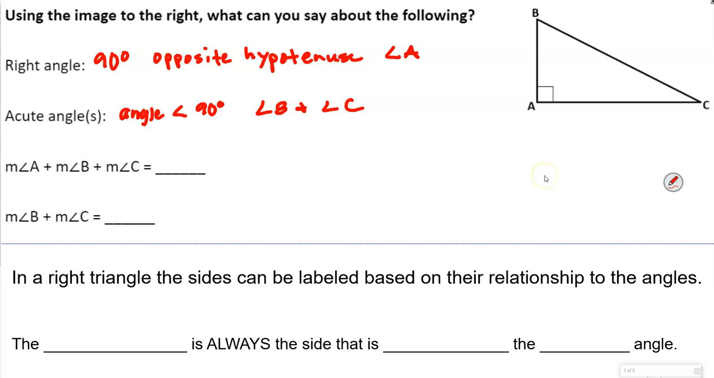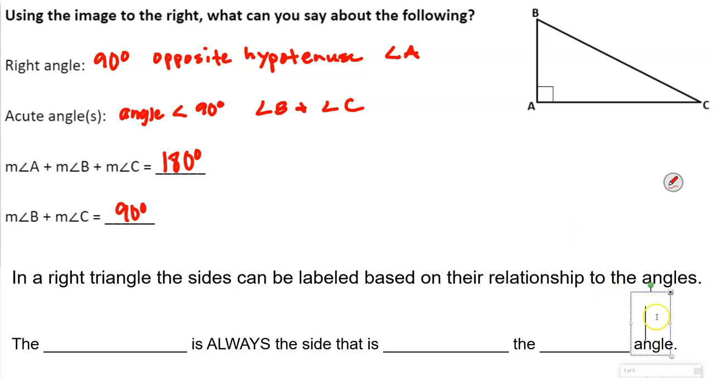Now, what is the sum of all the angles when we add them together? Do y'all remember this from last semester? Yep, it's 180 degrees, okay? And then if this is 90, then what do B plus C have to equal? They have to equal 90, right? Because 180 minus 90 is 90, so B and C have to add up to be 90, okay?